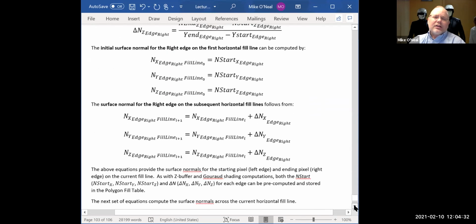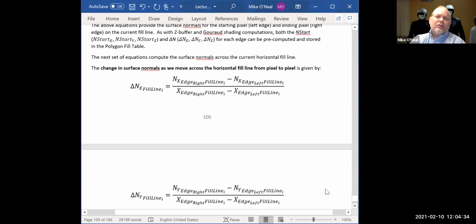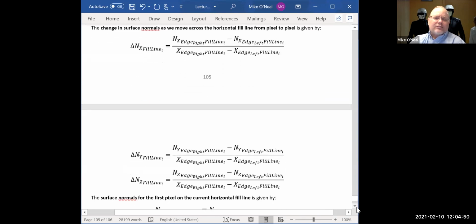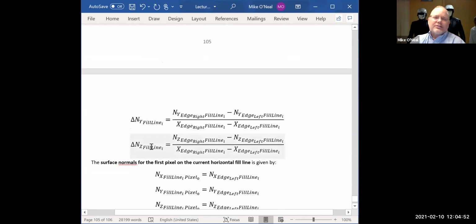So right edge, left edge, and now across the horizontal fill line, okay, what's the X on the right? What's the X on the left for this fill line? Over how many steps in X do you take? That gives us the delta X for the fill line. You got the delta Y for the fill line. You got the delta Z for the fill line. Finally, I got the Z right there.